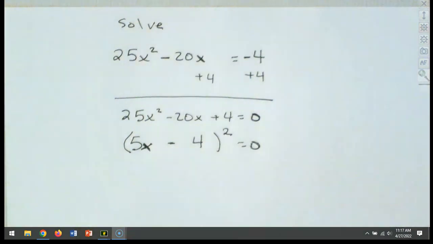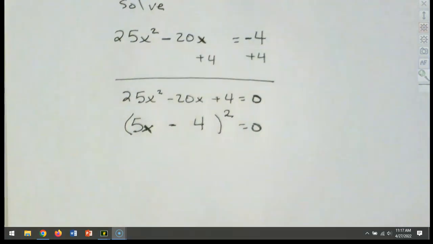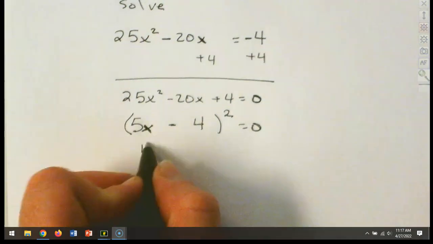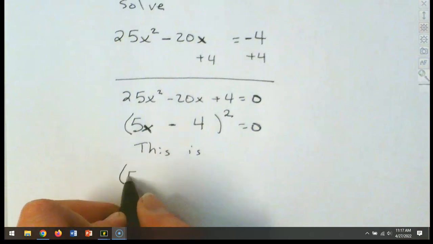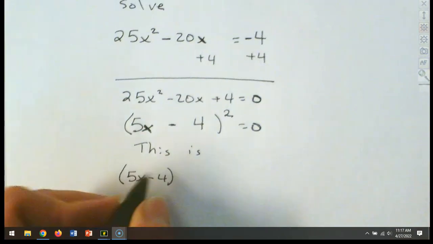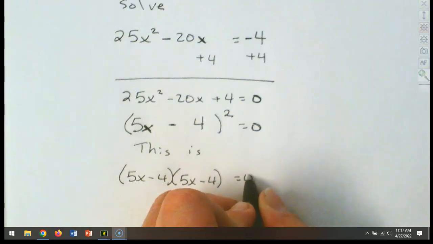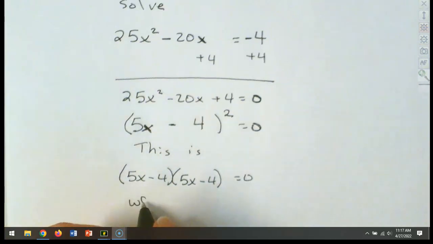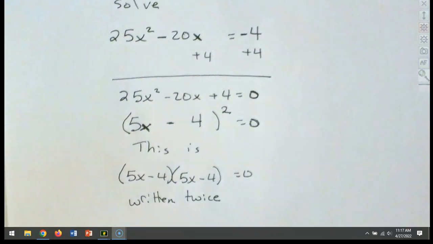Now, why do we only have one solution? We only have one solution because this is squared. So it's the same thing written twice, because this is (5x minus 4)(5x minus 4), right? It's written twice. So it's the same. It's written twice, so we only have one answer.